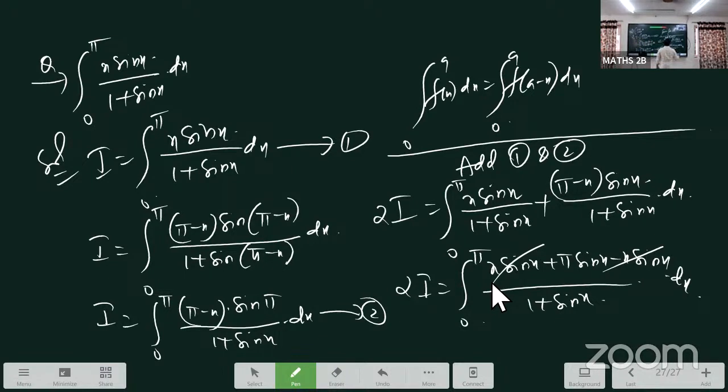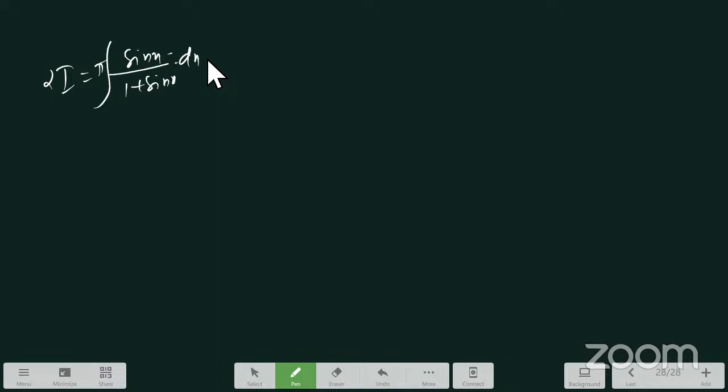Now what is left out? That pi I will write outside. That is 2I is equal to pi, write it outside. Sin x by 1 plus sin x is left out. Correct now? Right. Outside you got pi, so sin x by 1 plus sin x.